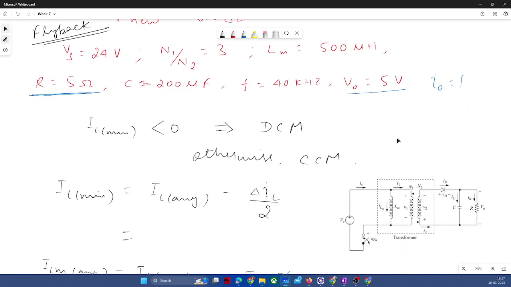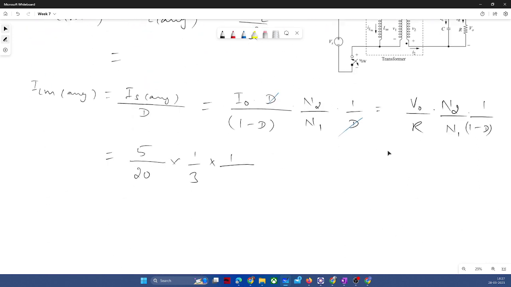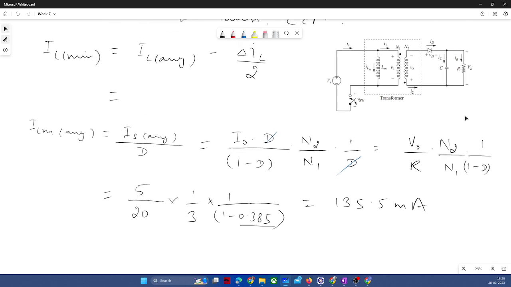You can compute it any time: V naught by Vs is equal to D by 1 minus D into N2 by N1. With that expression, we computed D as 0.385, and when we compute it, it comes out to be something like 0.1355 ampere, which means 135 milliampere. So we are done with the average value of magnetizing inductance.